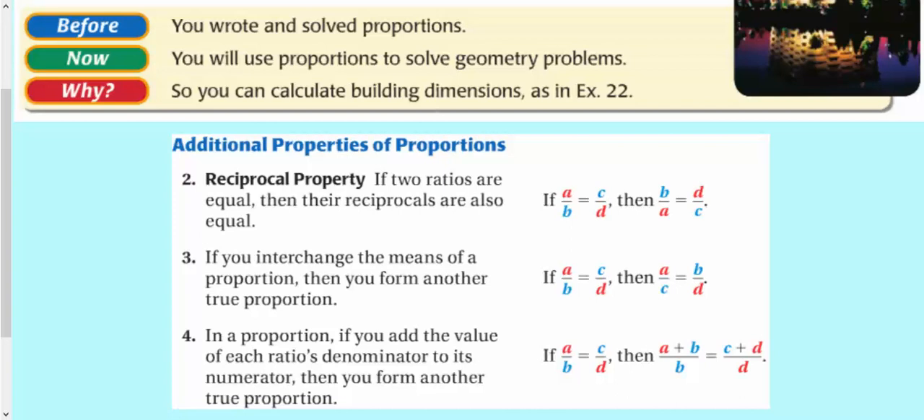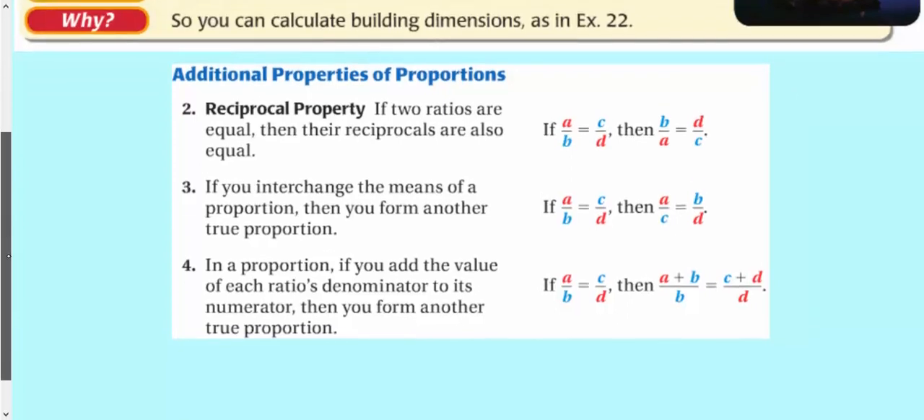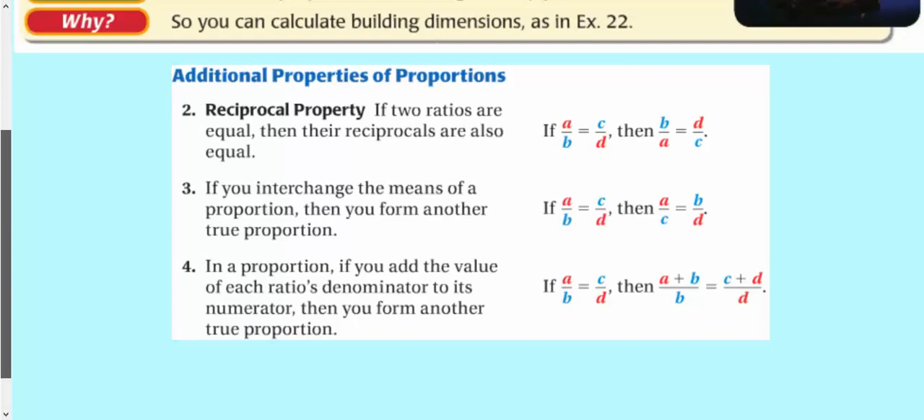And so the first one says it's the reciprocal property. If A over B equals C over D, then B over A equals D over C. All you're doing is taking the reciprocal of each of the individual ratios. And then the next one is if you interchange the means of a proportion, then you form another true proportion. So the only thing you're switching here in the second one is B and C.